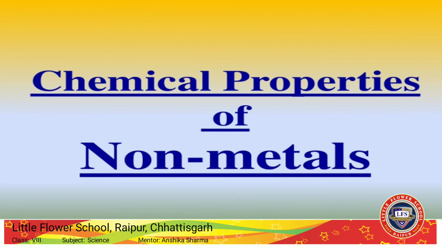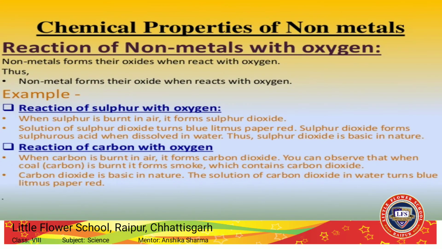Okay, chemical properties of nonmetals. Reaction of nonmetals with oxygen. Nonmetals form their oxide when they react with oxygen. For example, reaction of sulfur with oxygen. When sulfur is burned in air, it forms sulfur dioxide.